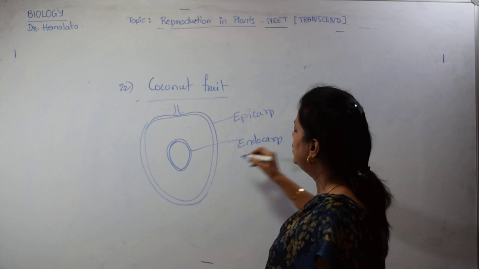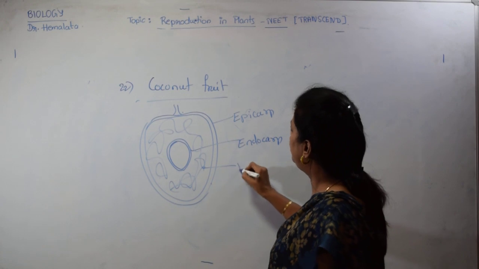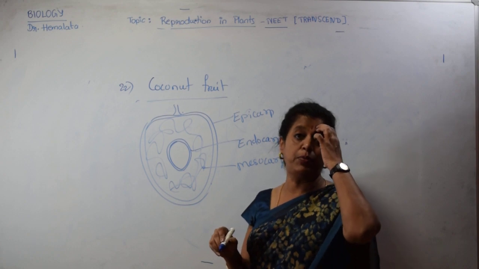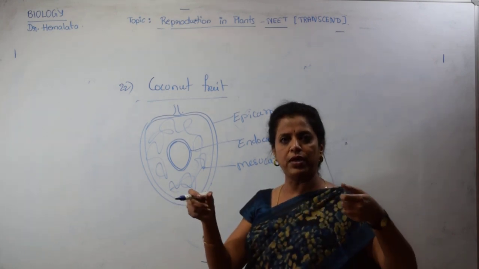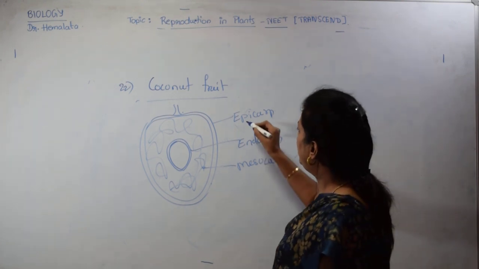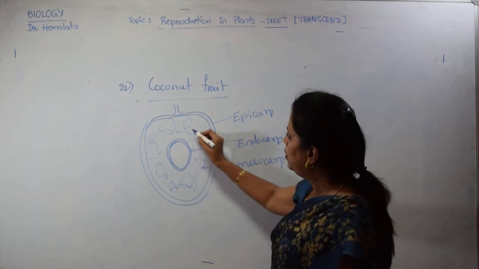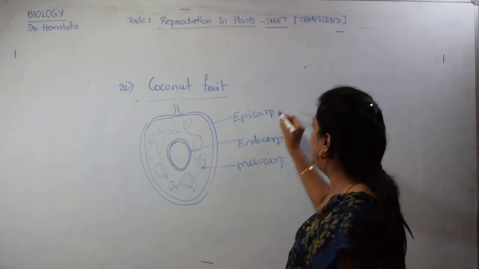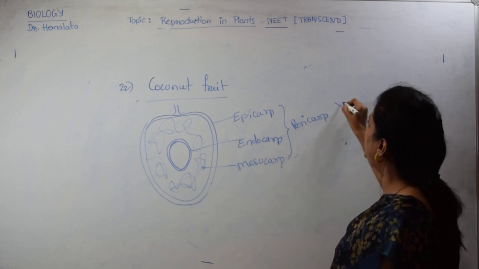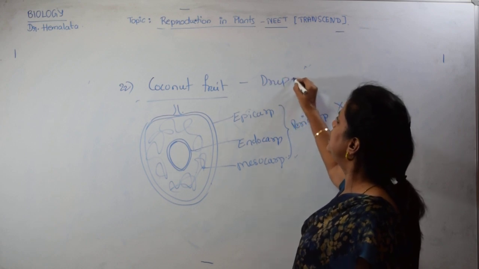Surrounding this we have thick fibers. This is the mesocarp. From the mesocarp they extract fiber and produce coir, the thick thread. So we have epicarp, endocarp and mesocarp. Mesocarp is this, and endocarp is the stony layer. Here, not all parts of the fruit are edible. These are the coverings of the fruit, which we call the pericarp. The pericarp is not edible in coconut, although it belongs to the fruit type called drupe.